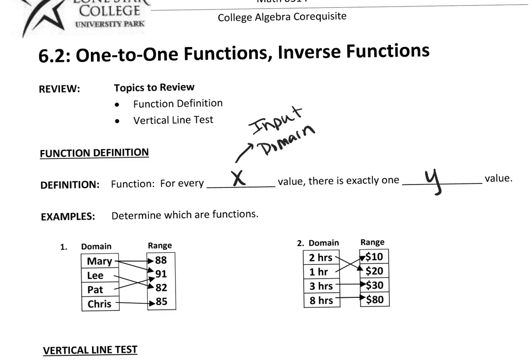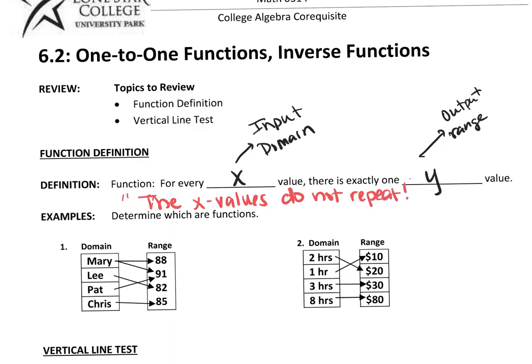So you can say for every input, there's exactly one output. We call the y values the output, or you can also call that the range. So in a function, essentially the easiest way to tell something is a function is that the x values do not repeat. That's really what you're looking for. You're really checking to see if the x values repeat or not.